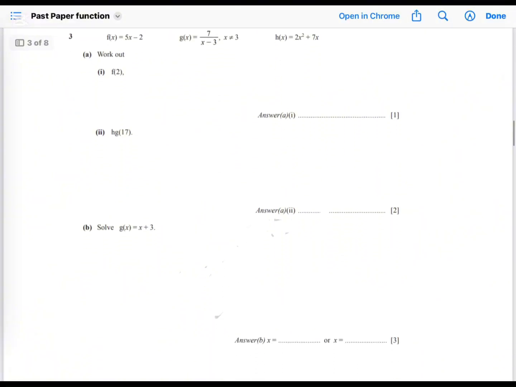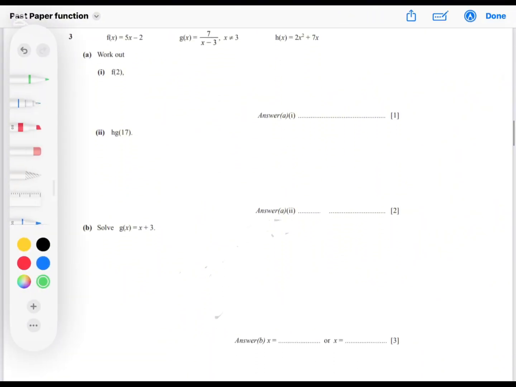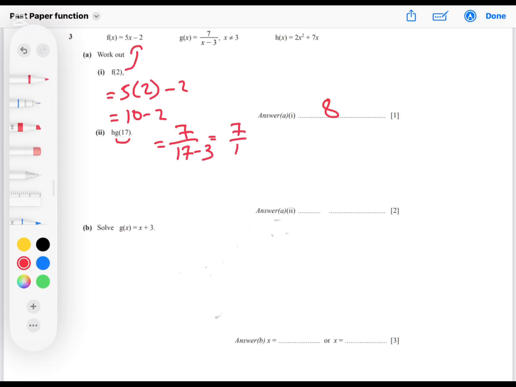Okay, now question number 3. f(2) means I have to put 2 in the function. So 5 2s are 10, 10 minus 2 will be 8. So 8 will be the answer. Again g(17), so I have to put 17 in g. So 7 over 17 minus 6 is the function of g. So 7 over 14, which gives 1 over 2.